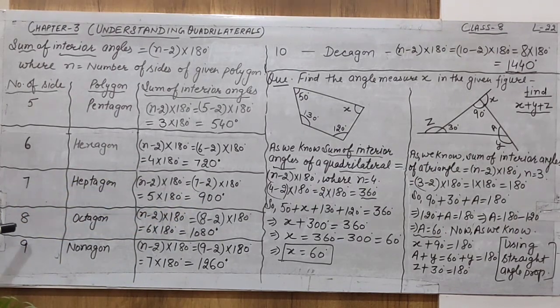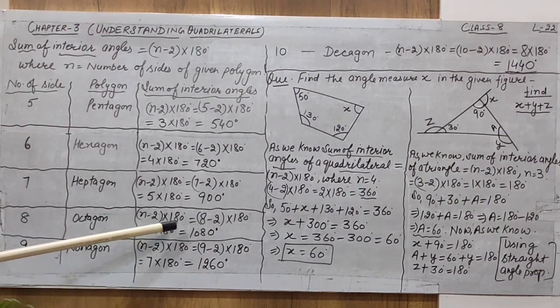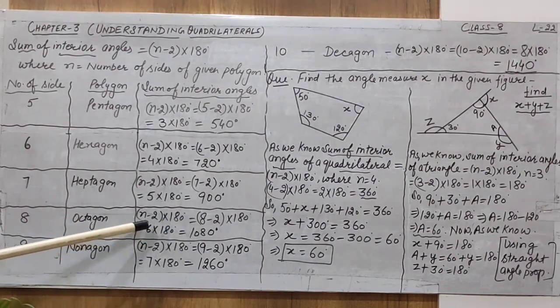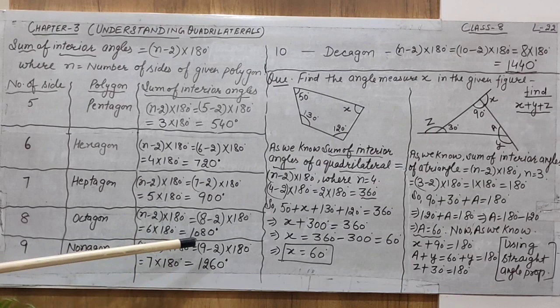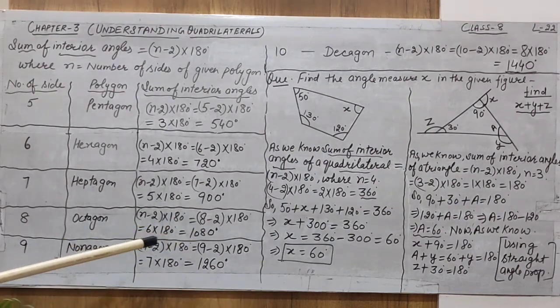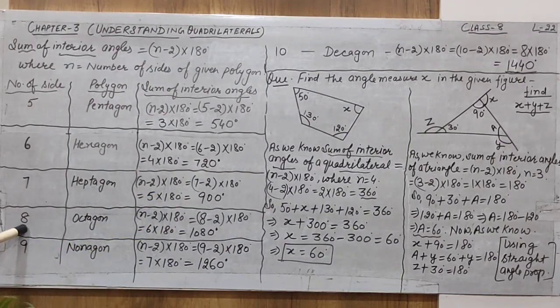Similarly, the next polygon in this category is the octagon. With how many sides? 8 sides. So put the same formula to find the sum of 8 angles of the polygon. The formula is (n minus 2) multiplied with 180. Put the value of n. You must subtract very carefully, then multiply with 180. 8 minus 2, we get 6. Now 6 is multiplied with 180, we get 1080. So 1080 degrees is the sum of how many angles? 8 angles of an octagon.